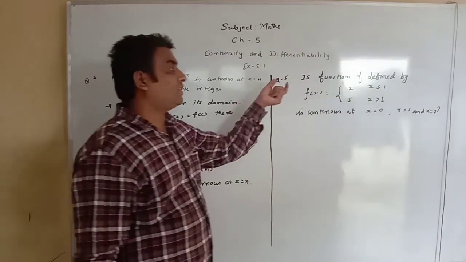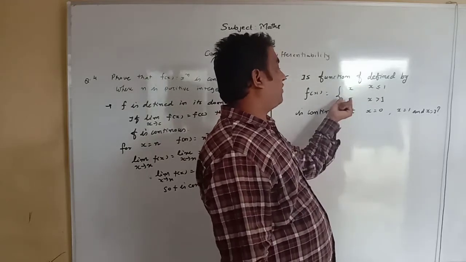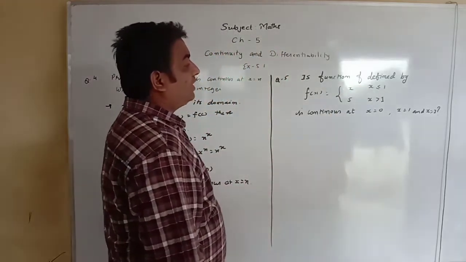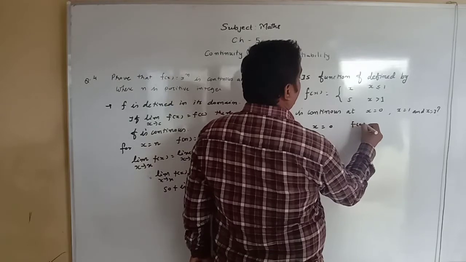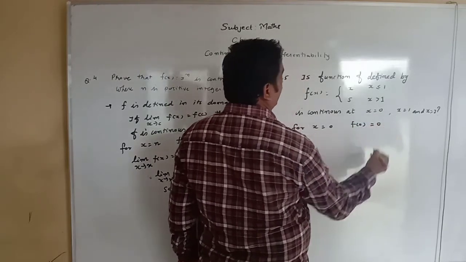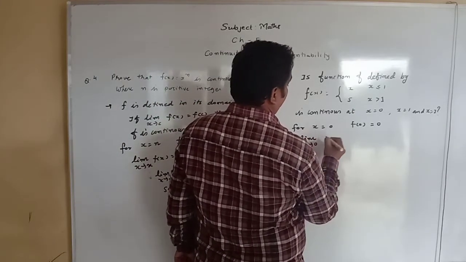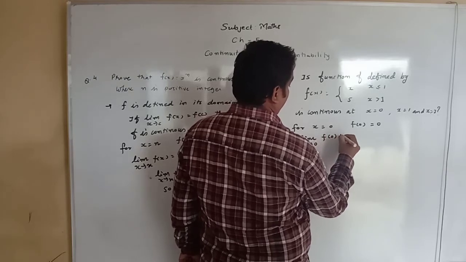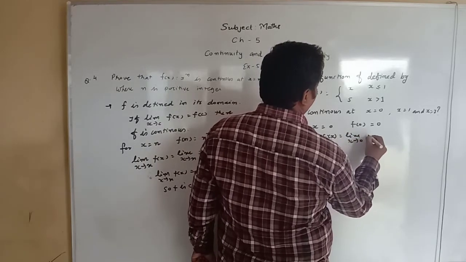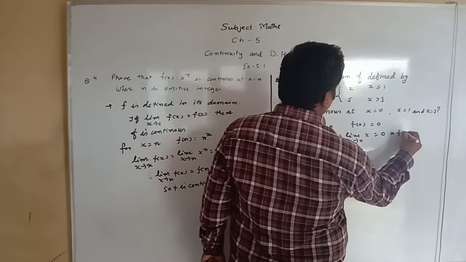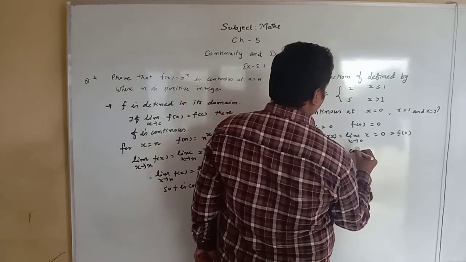Now question 5 is that function f is defined by f(x) equals x when x is less than or equal to 1, or 5 when x is greater than 1. So here x equals 0 is given. For x equals 0, f(0) will be 0, as 0 is less than 1, so it is 0 only. And so limit x tends to 0, f(x), then limit x tends to 0, x will be 0, which equals f(0). So at x equals 0, f is continuous.